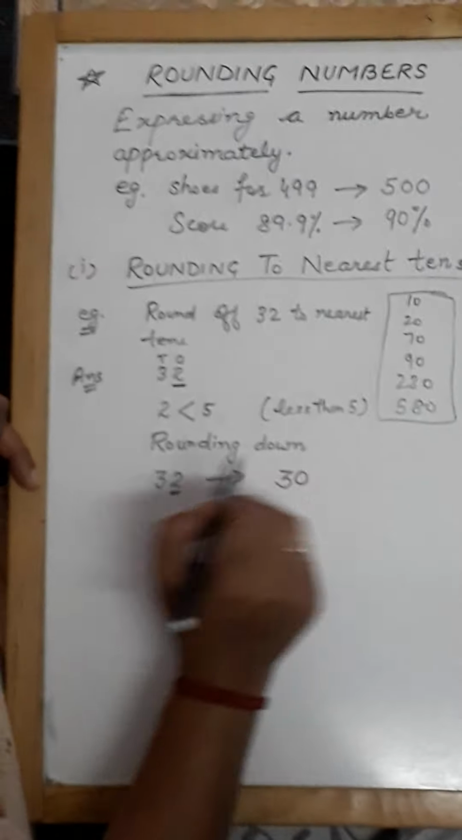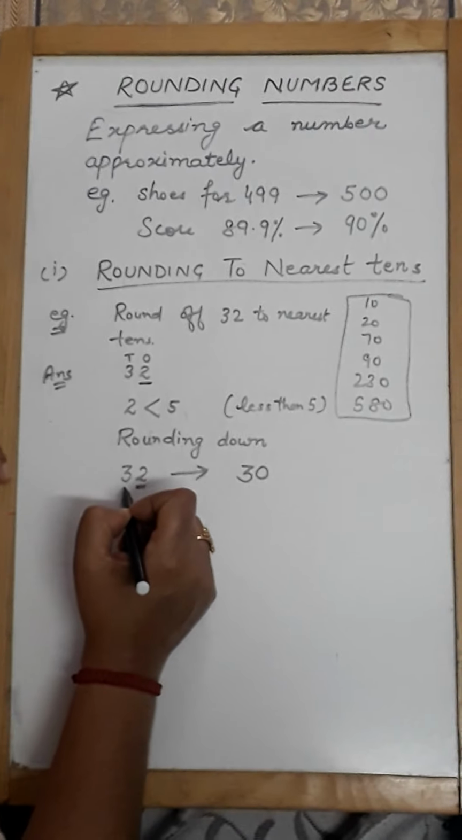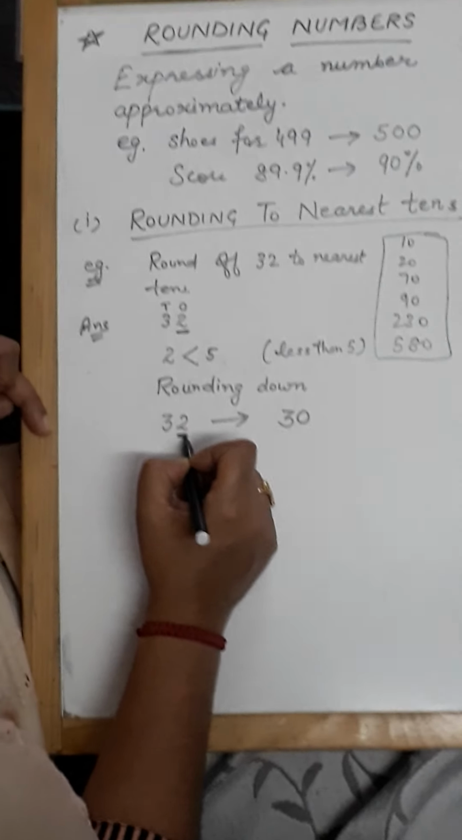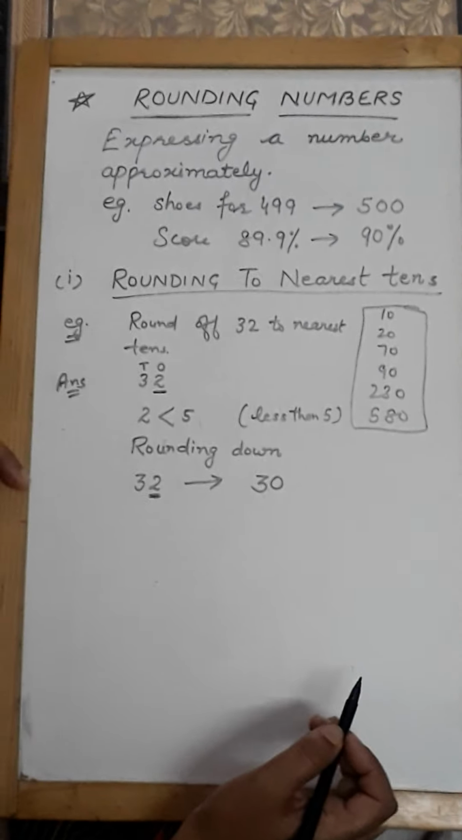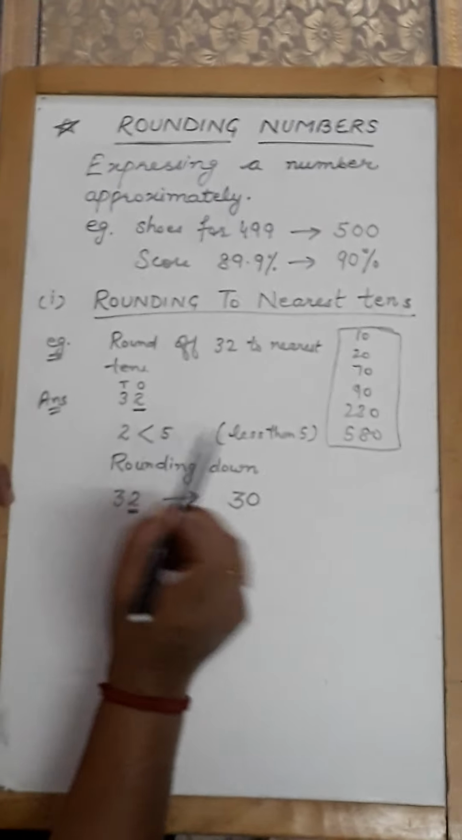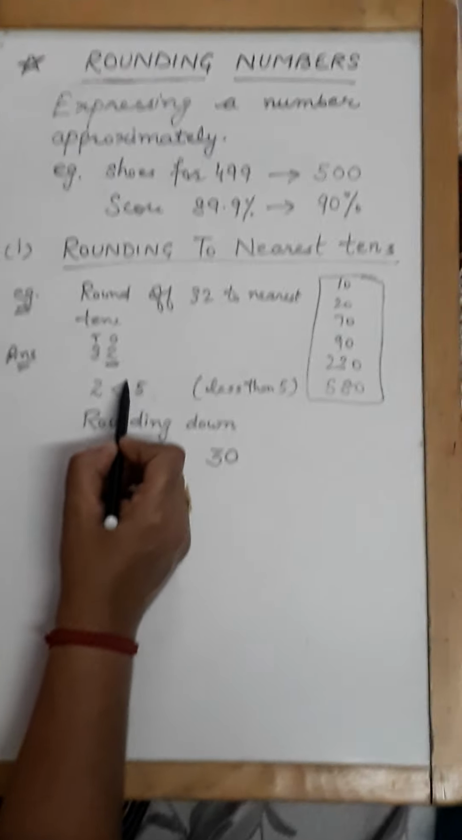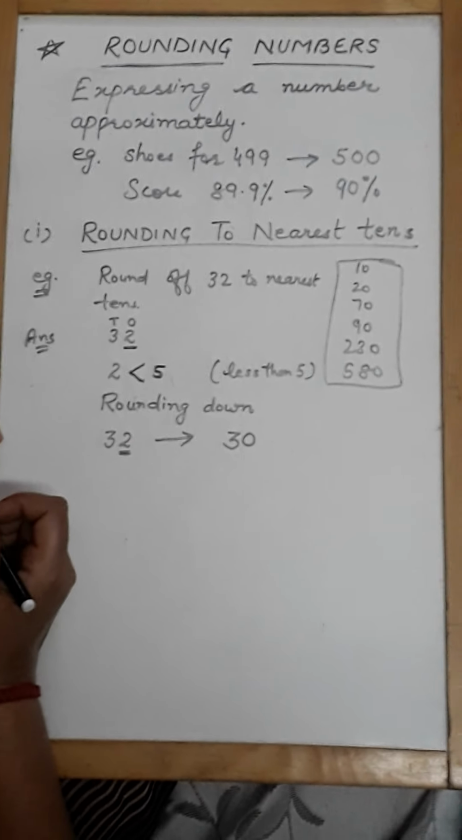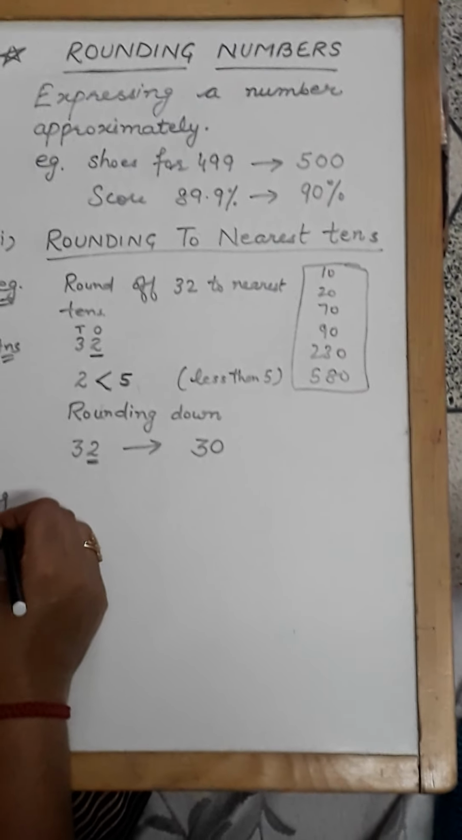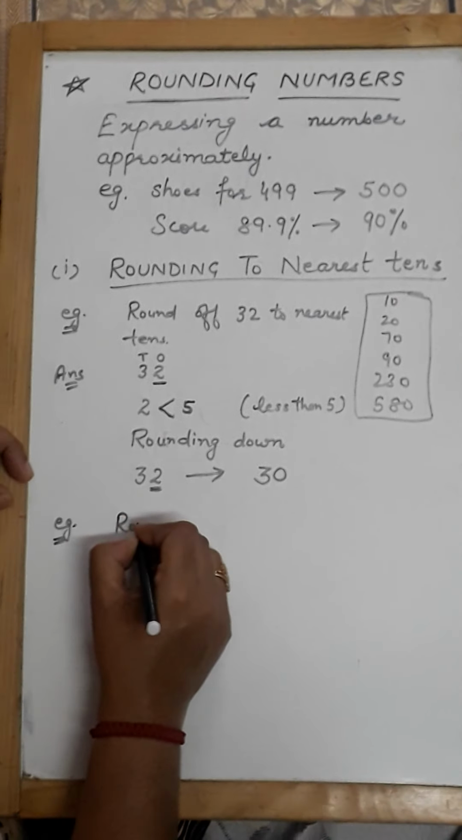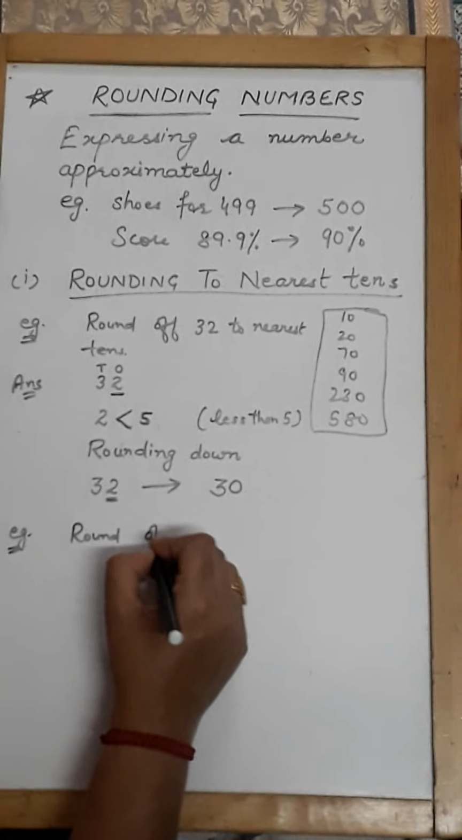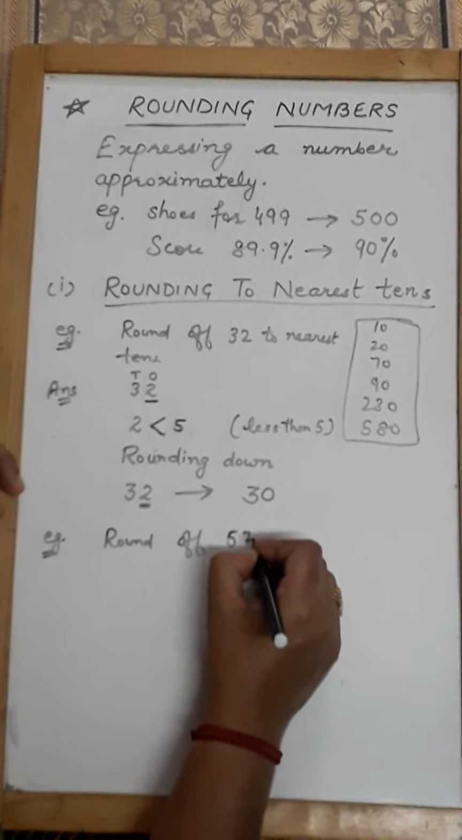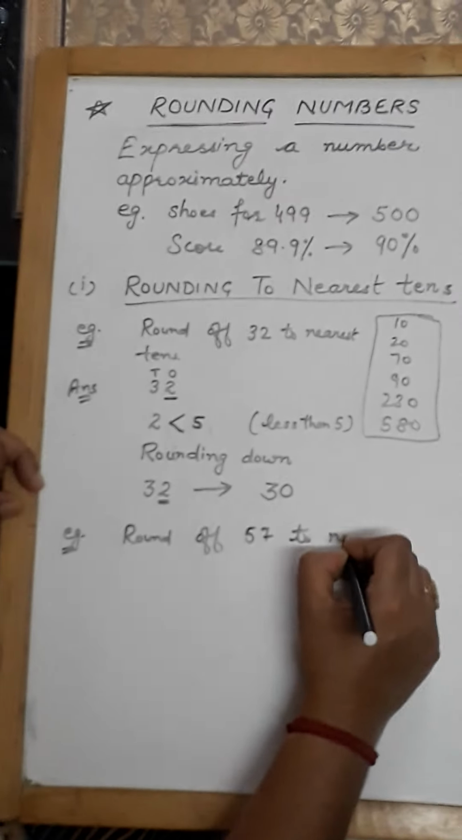While rounding down, there is no change in the tens place. Only ones place converts into 0. And this happens only if the number at ones place is less than 5. Now second example, round off 57 to nearest 10.